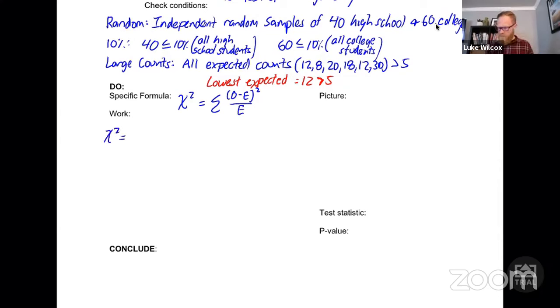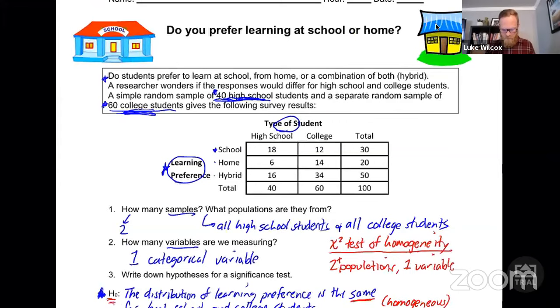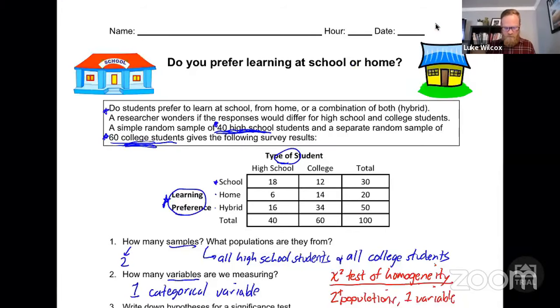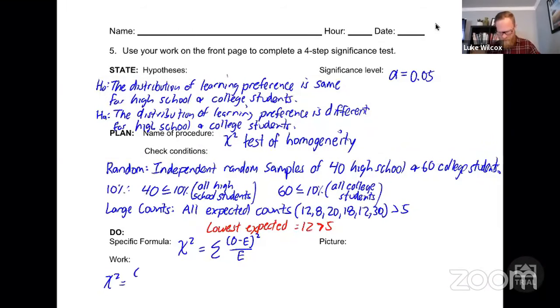And I've got the numbers in front of me here. So I'm just taking numbers from back here. Of course, these ones are all of our observed values, and these ones down here are all of our expected values. So I'm going to start out in the top left, which is the high school students who chose school as their preference. The observed value was 18. The expected value was 12, all divided by 12. Then I'm going to move down the column there. So in my next cell, I have 6 minus 8 squared over 8. And then I have 16 minus 20 squared over 20.